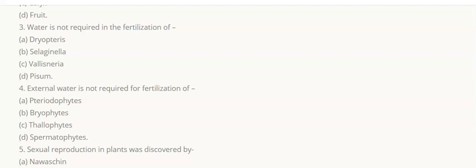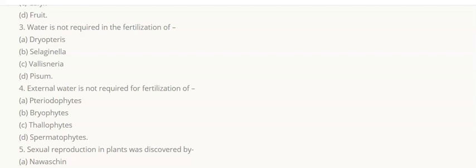So the only plant which is left is Pisum. Pisum is Pisum sativum, very commonly known as garden pea. You will also study something similar in your genetics. So now here we go with our option D, that means we'll go with Pisum. Then we move to question number 4. External water is not required for the fertilization of pteridophytes, bryophytes, thallophytes and spermatophytes. Now this already was there in classification.